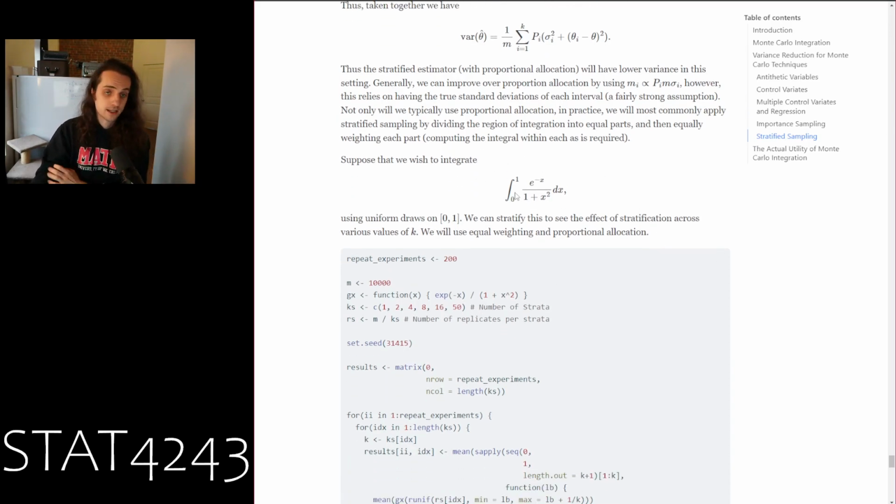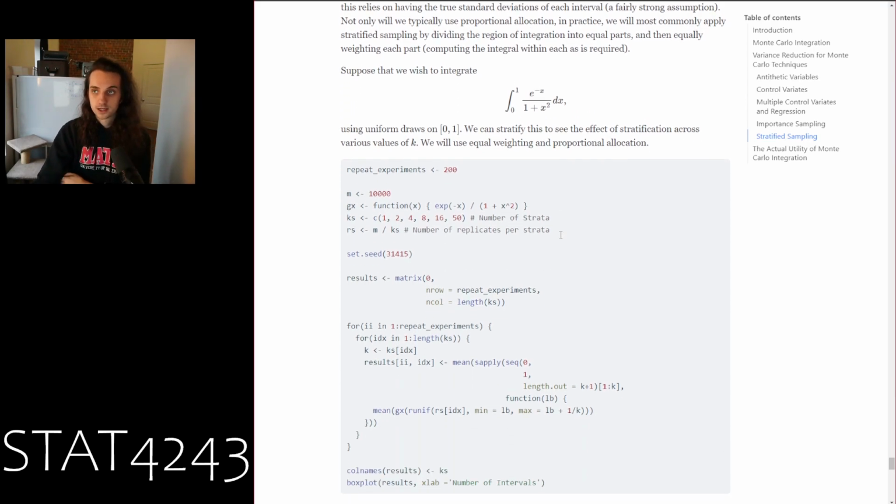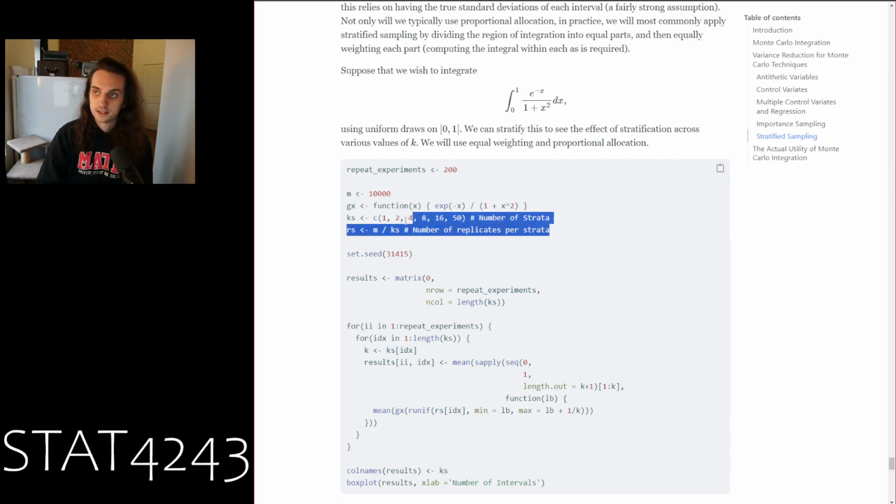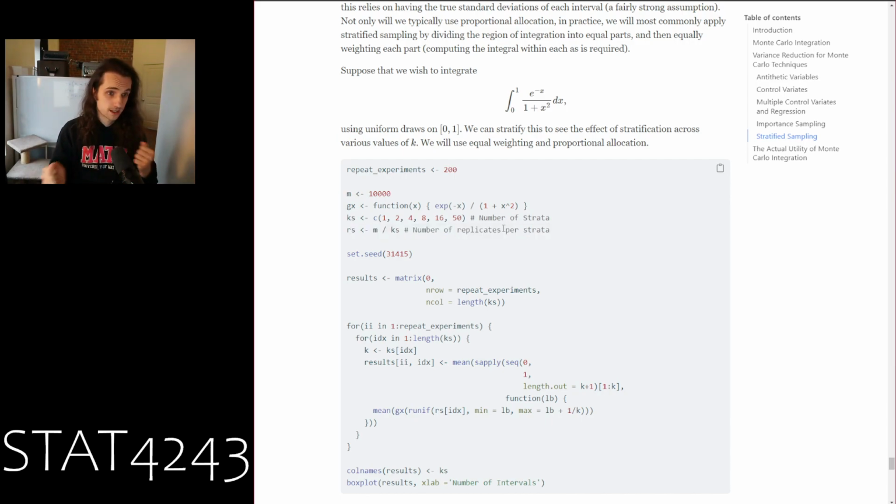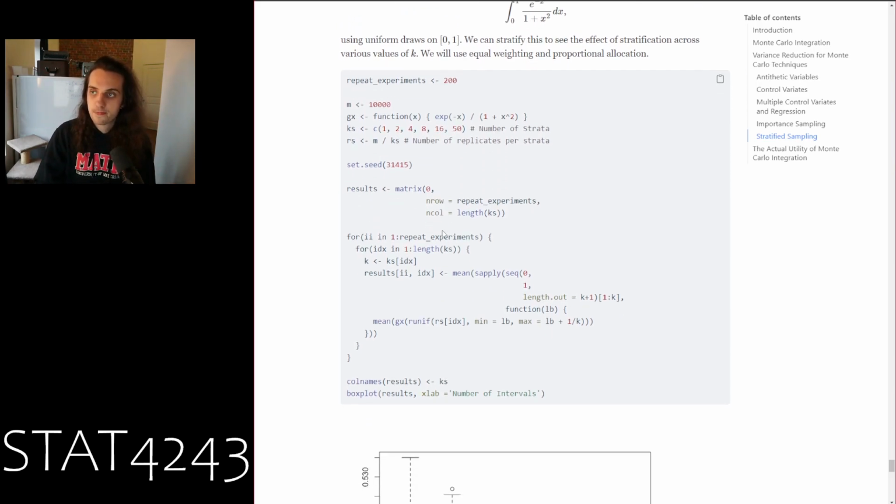So we have this integral here, right? We want to integrate 0 to 1, e to the negative x, 1 plus x squared dx. And we're going to use the uniform distribution on 0, 1 to do so. So in the simulation that we're setting up here, we're going to try a whole bunch of different stratification levels, right? So we're going to use just a single stratification, which is just the normal Monte Carlo integral. We're going to use 2, 4, 8, 16, up to 50 different strata. We're going to just divide up the number of replicates evenly because we're using the uniform distribution, right? And so the uniform distribution is going to equally allocate to each of them.